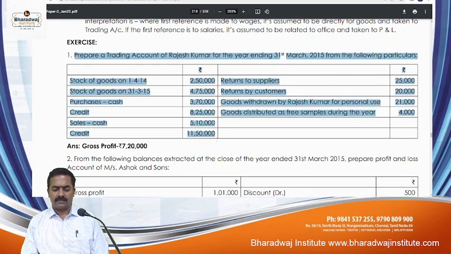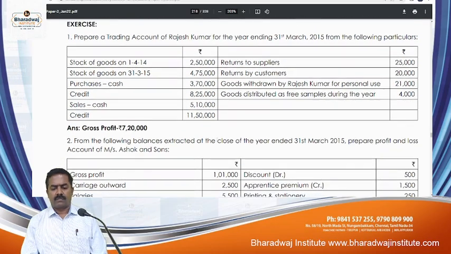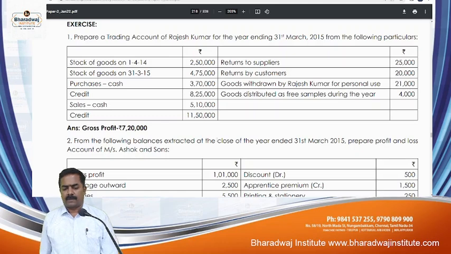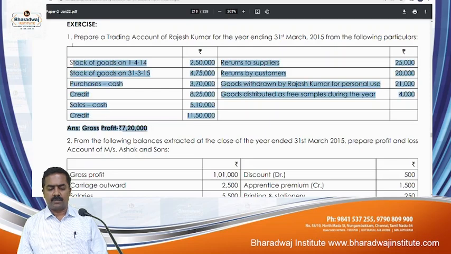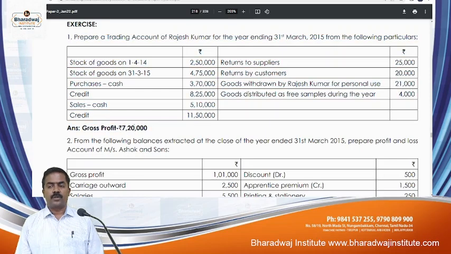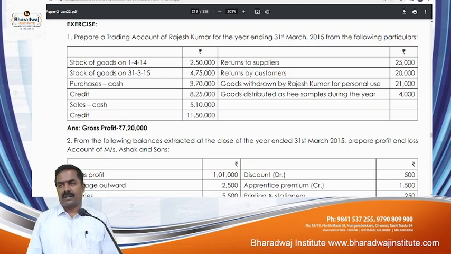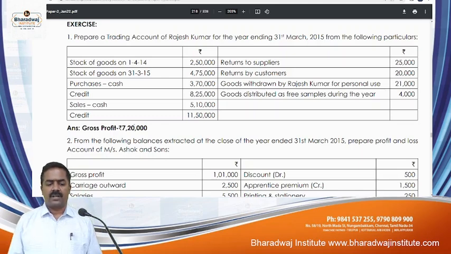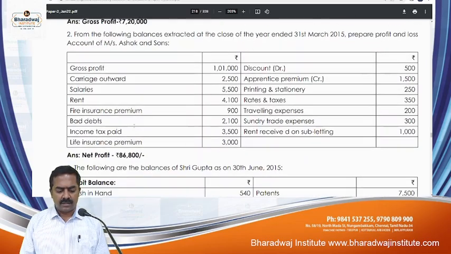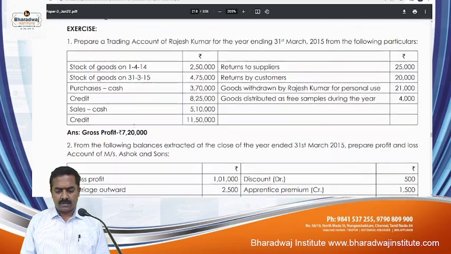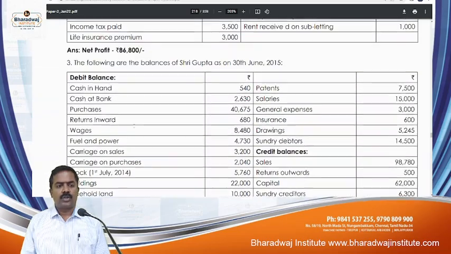Question number 1. This kind of question can be tested for 1 mark. They ask you to prepare which account? Trading account. Exercise level. Which page number? 210.